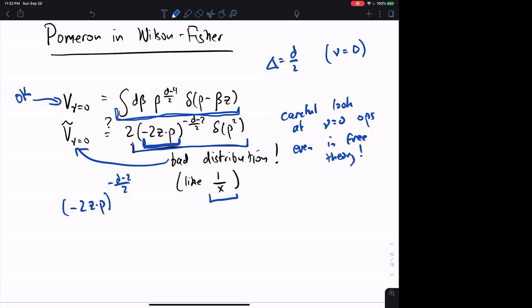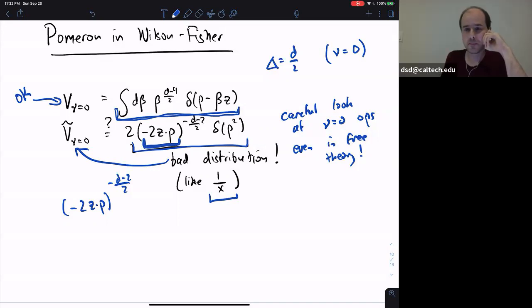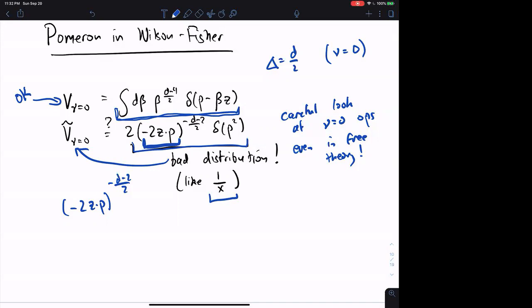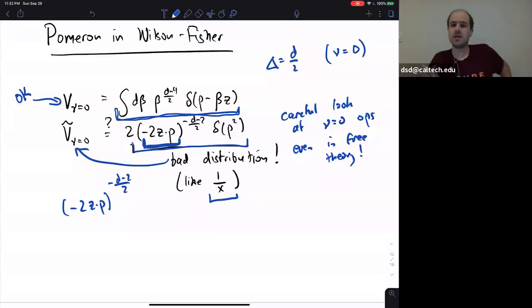Hi. So this Pomeron operator is the one that is leading in the Reggeized behavior. So even in free theory, you want to be able to identify what that is by just looking at the Reggeized behavior of correlators. That's in free theory. What that operator is.